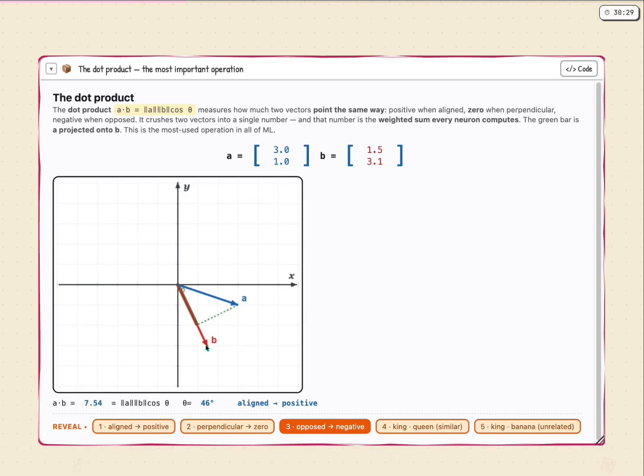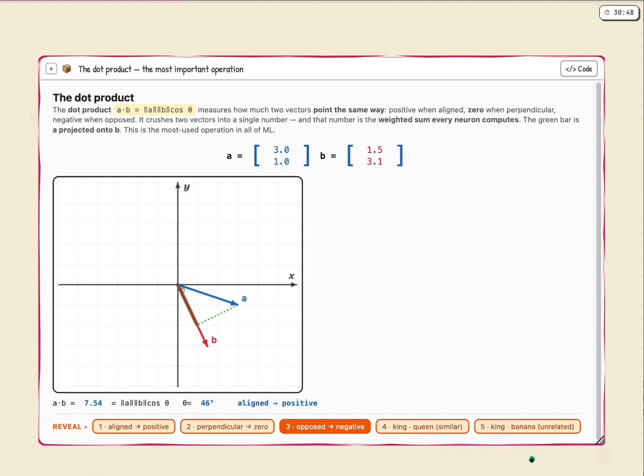Second, and bigger, the dot product is the exact calculation every single neuron in a neural network performs. A neuron takes its inputs, multiplies each by a weight, and adds them up. That sum is a dot product between the input vector and the weight vector, billions of times per second. That's what a network is doing.